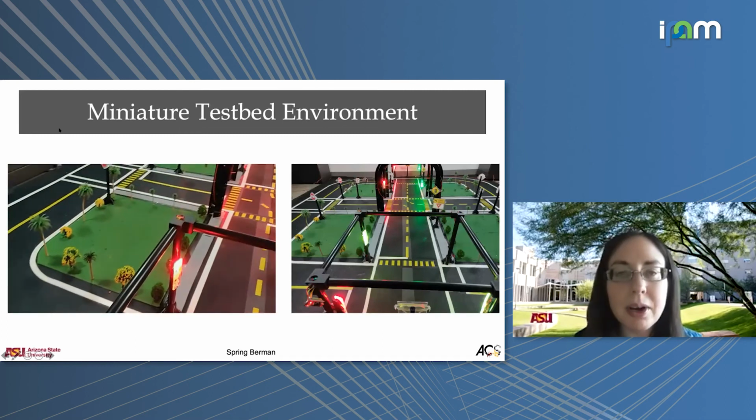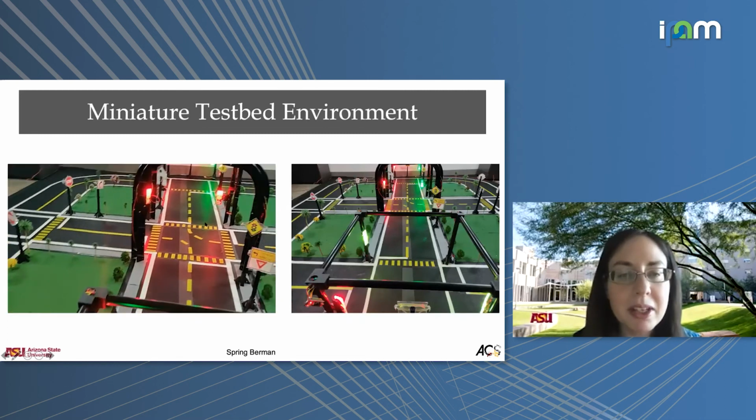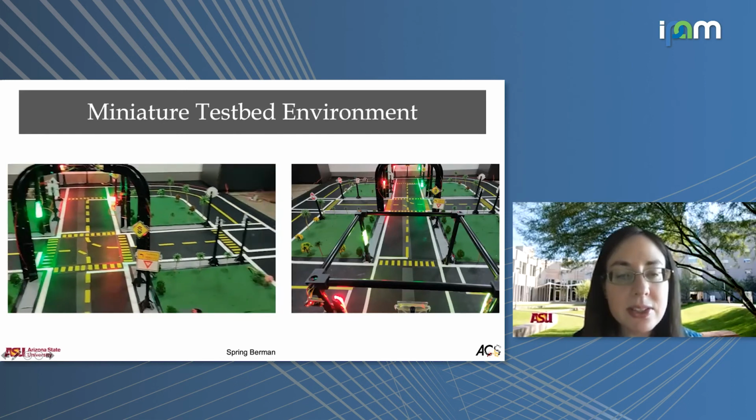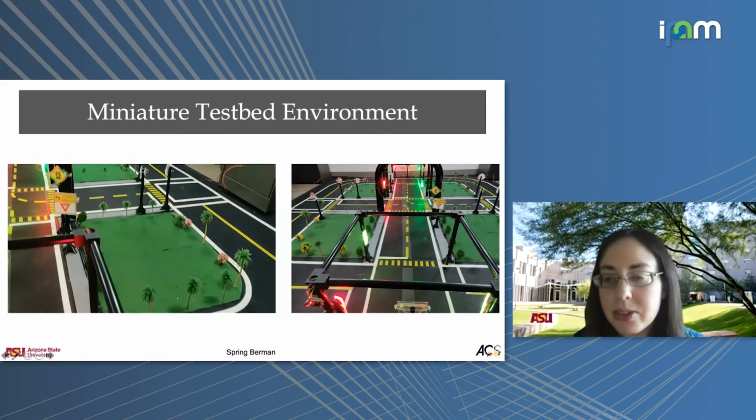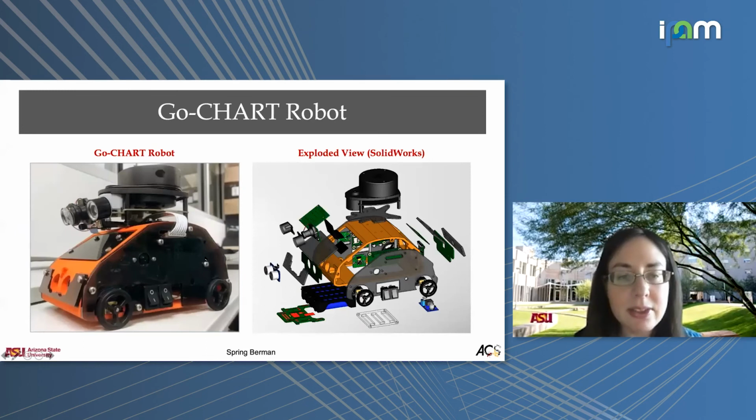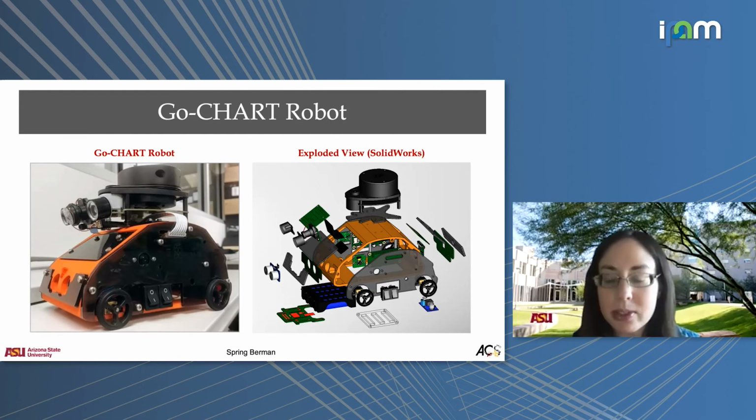Here's a view of our miniature testbed environment. You can see it has traffic lights, traffic signs, roads, intersections. And now here is an image of the Gochart Robot on the left. It's a fairly small platform. It's less than $300 cost of parts. It does have an external GPU, which is a few $100s, so you need to add that into the cost. But the platform itself is fairly inexpensive.